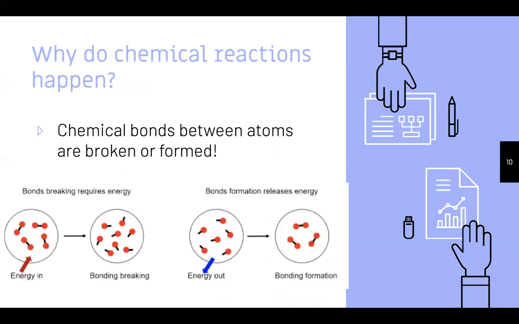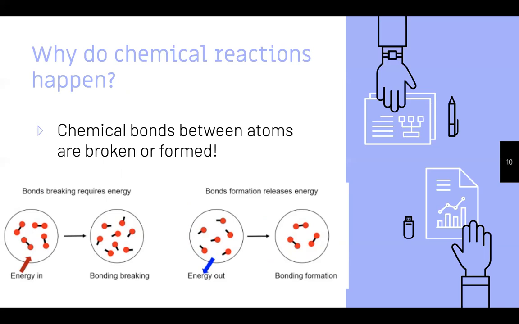Why do chemical reactions happen, right? Chemical bonds between atoms are either broken or formed. To the left, there's that picture: bonds breaking require energy. And to the right, we have bond formation releases energy.